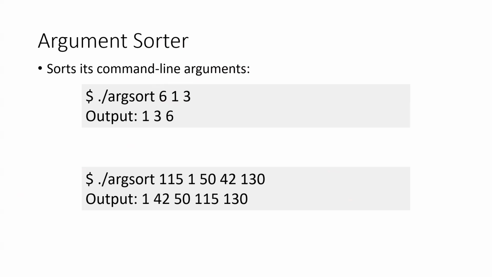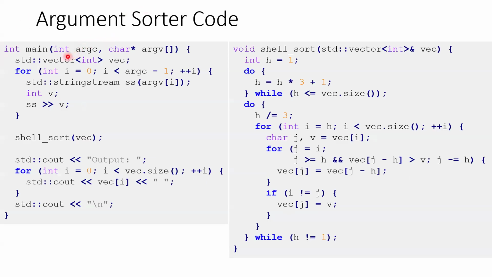How the command line arguments work, which you should already know. Int argc is the number of command line arguments, with the program name at argv[0] and everything else afterwards inside our argv. And here's the code. We're making a vector to store all of the command line arguments, like this. We input all the command line arguments.